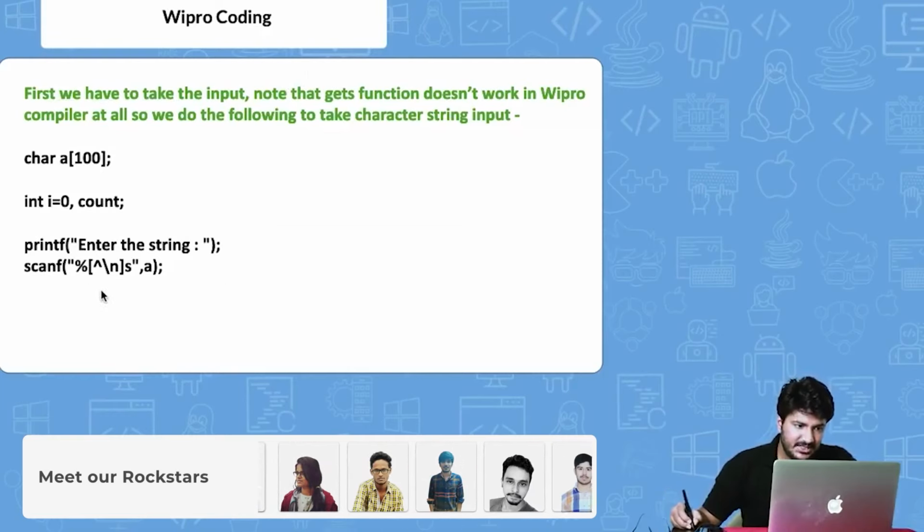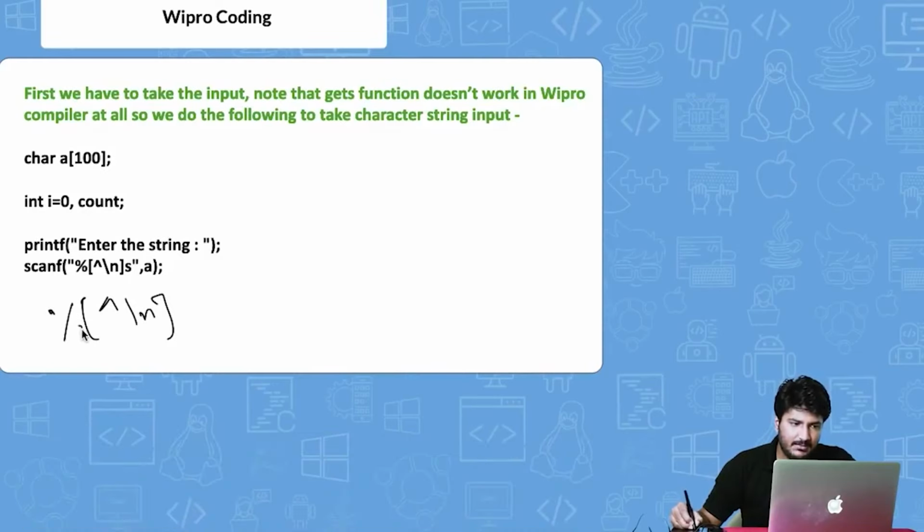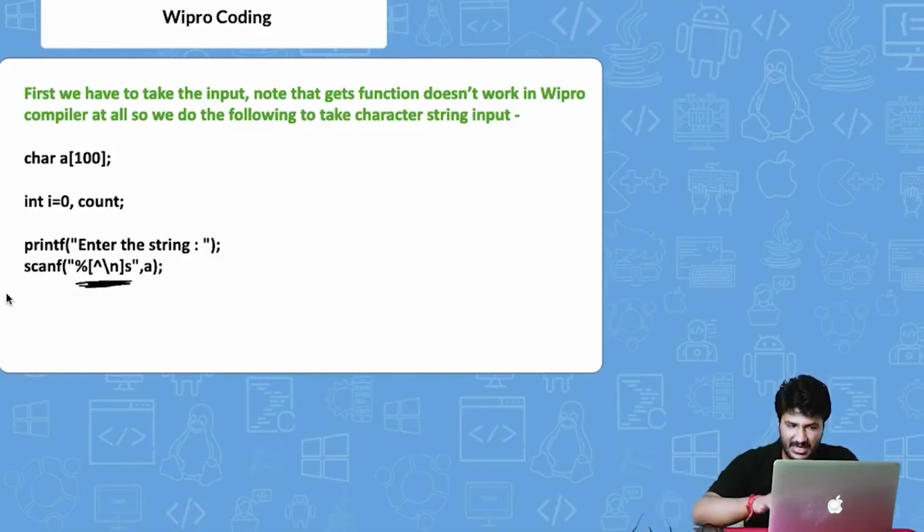So yes, there is a percentage sign, then an apostrophe, then \n, with a percentage sign before it, and then s. This is basically what you have to write to read a string instead of gets in the Wipro compiler. So first you take the input.